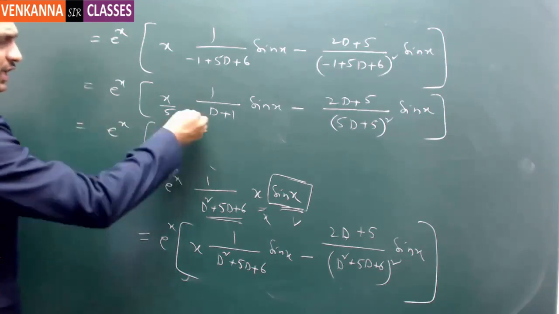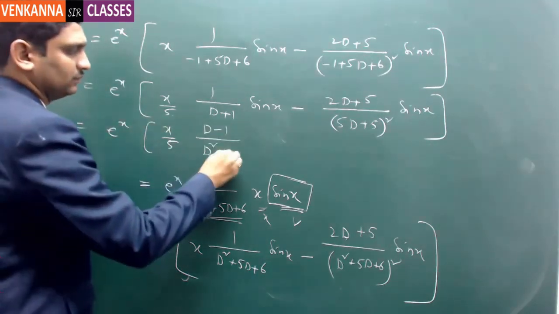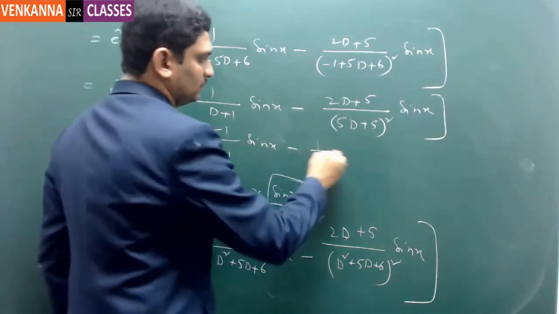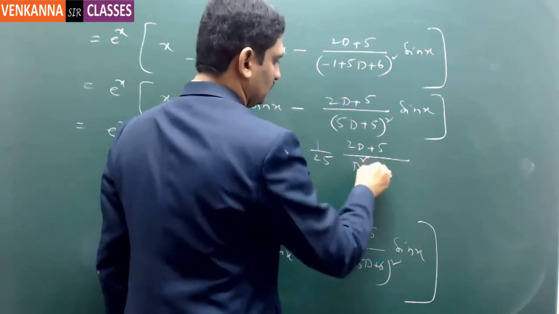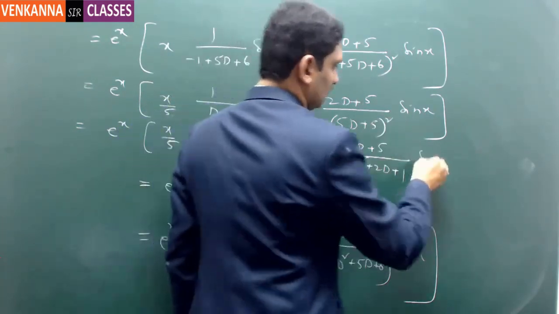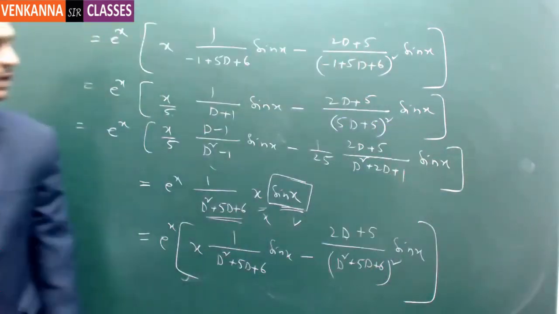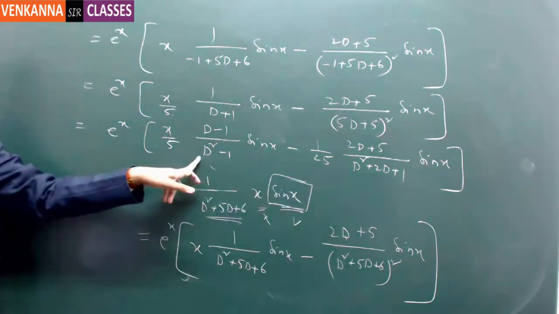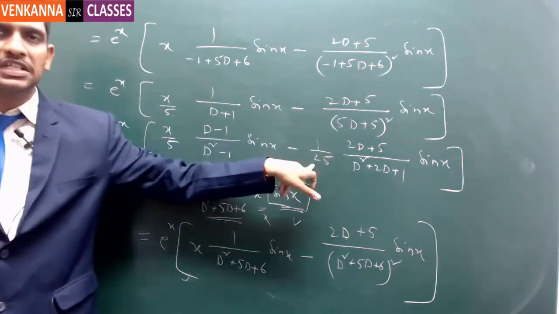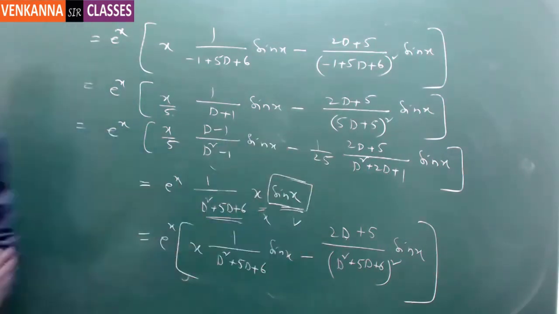x by 5 into, here we rationalize. So again, in place of d square, we write minus 1. Here also we write minus 1. And on doing rationalization, you will get the required solution. Okay? Once you know the procedure, there is no need to write the remaining steps. All the thing is how to approach this kind of problem. Accepted?